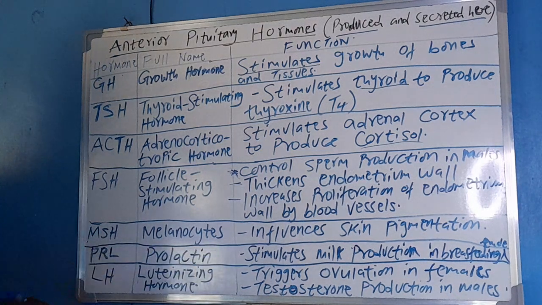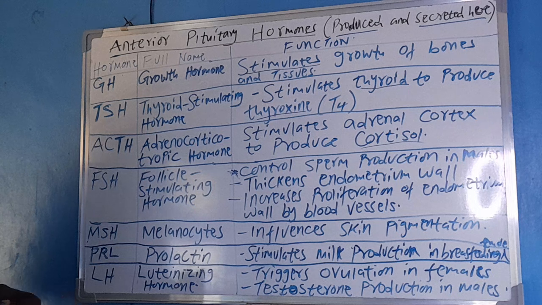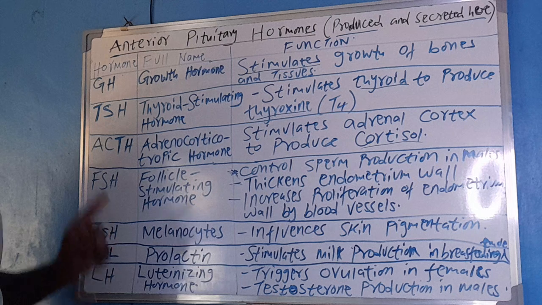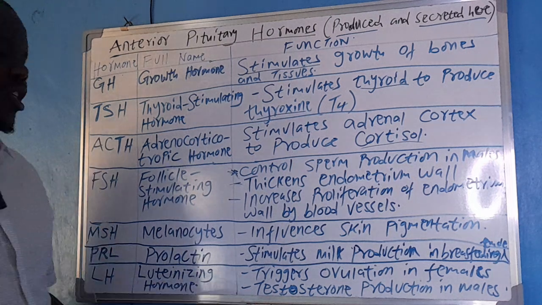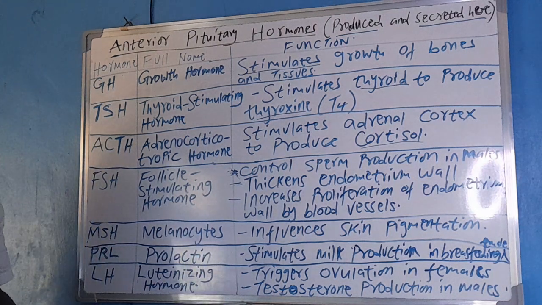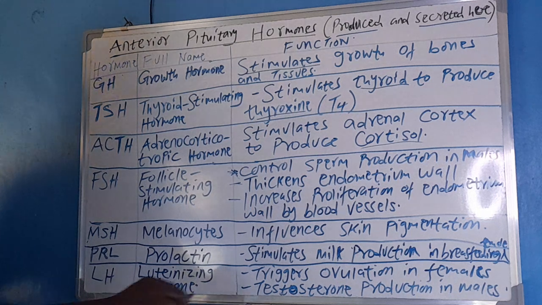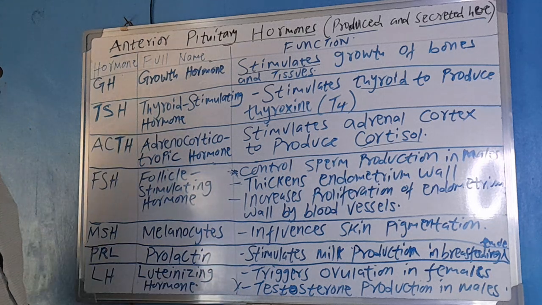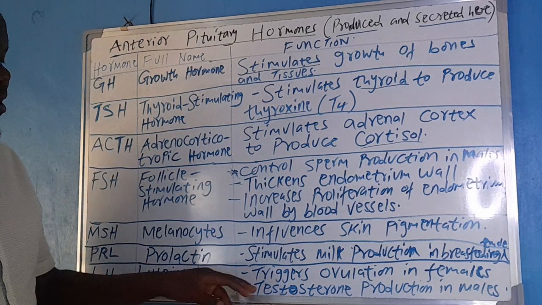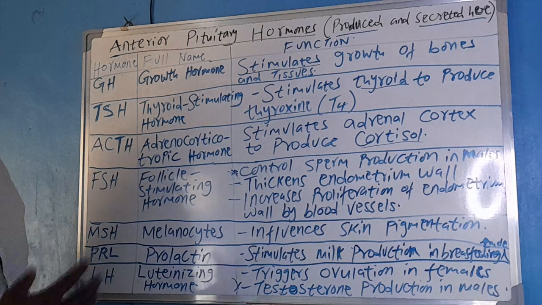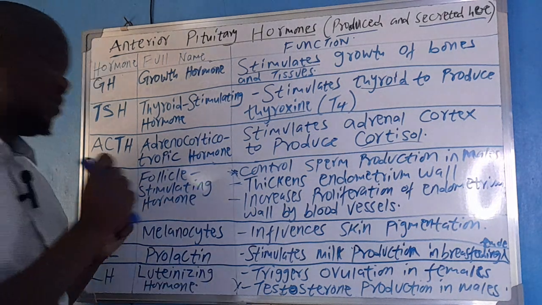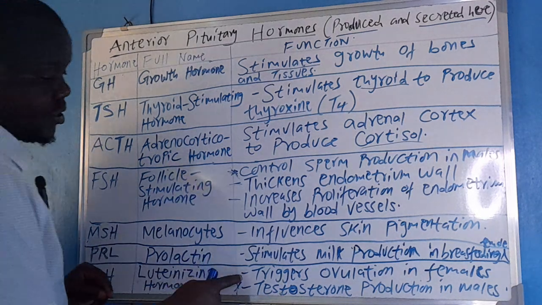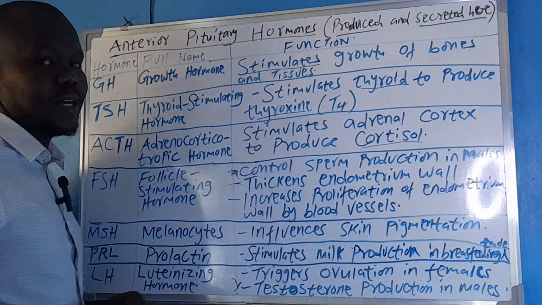Then we have the luteinizing hormone, that is the LH. Check the spelling: luteinizing hormone, which triggers ovulation in females. Again, it still has a role in males, playing a role in testosterone production. Testosterone is the male hormone. You should understand this in males too, because in the menstrual cycle we focus on the female only, that is on ovulation.